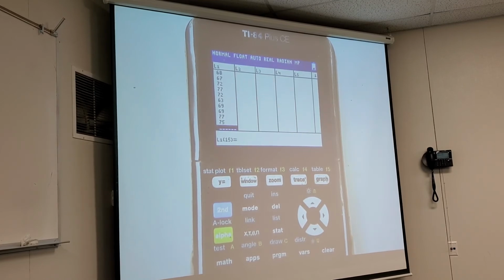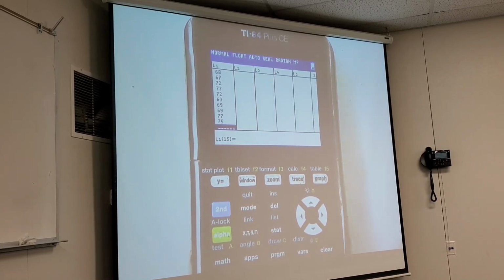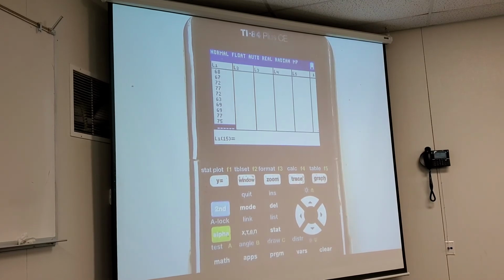Mine doesn't seem to work. No, just stat, not second. Just hit stat, then edit. Yeah, and you can go to L1, hit clear, enter. Okay. All right, where was I?